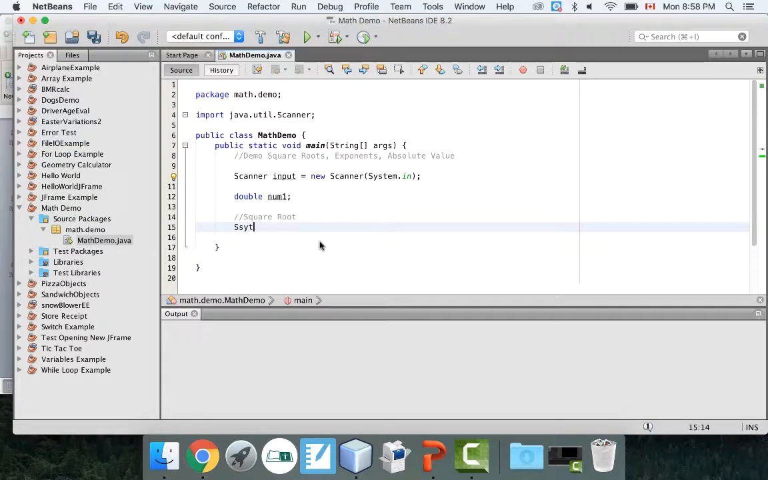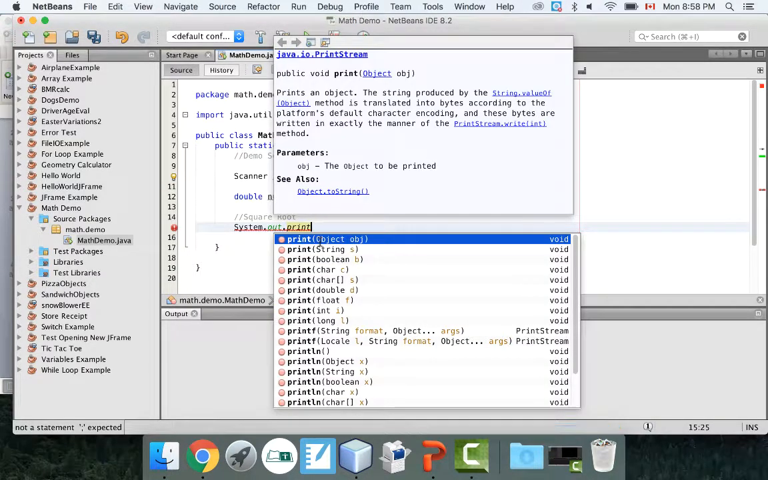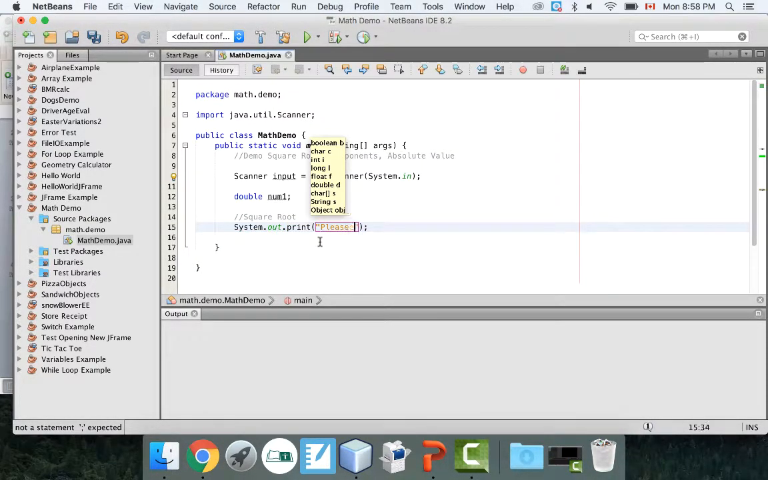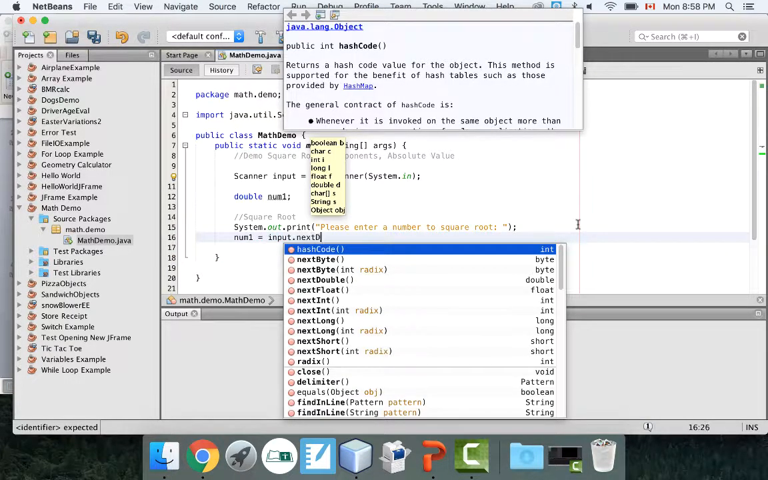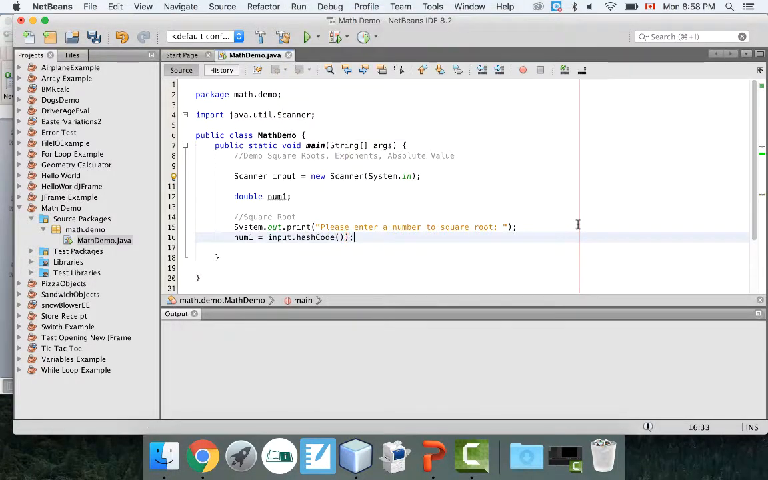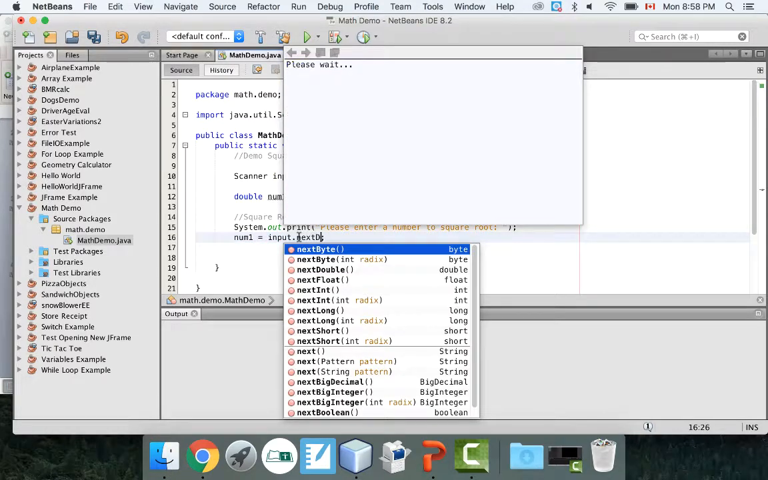First thing we'll do is a little prompt for the user. Print, please enter a number to square root. And then let's go num1 equals input dot nextDouble. Oh, why does it say hash code? Well, let me try that again. Dot nextDouble.